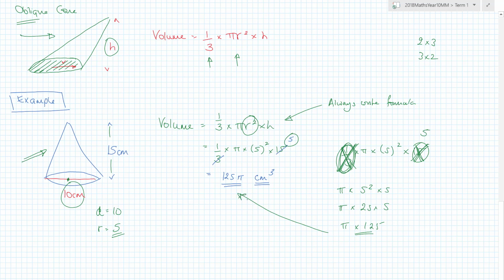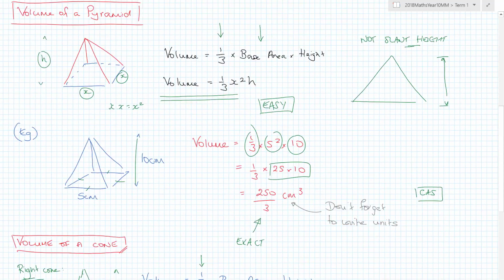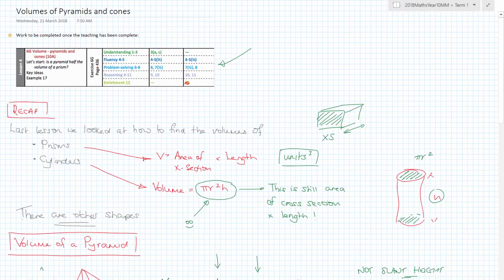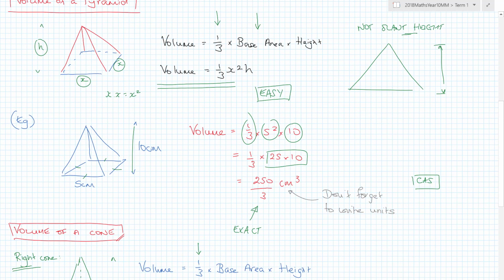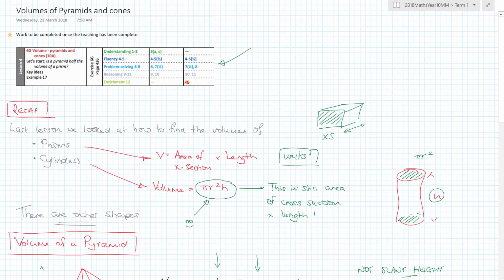And again, I've left my answer as an exact value. If the question said to round to 2 decimal places, I'd put that into my CAS calculator, I'd press equals, and it would come out with my value, as long as I'm in the right mode. And that's what I would put in, rounded to 2 decimal places. Really, guys, I hate to tell you this, there's really not much to this exercise other than those 2 formulas. 1/3 times base area times height, be it a cone or a pyramid.